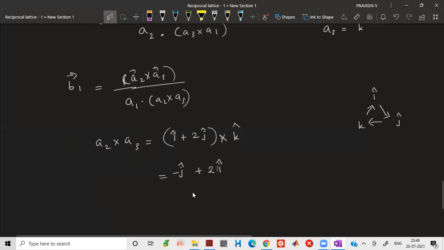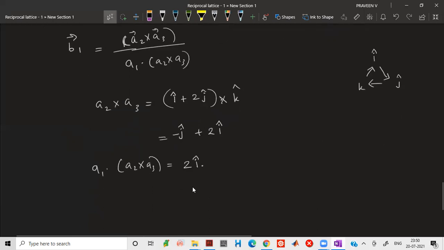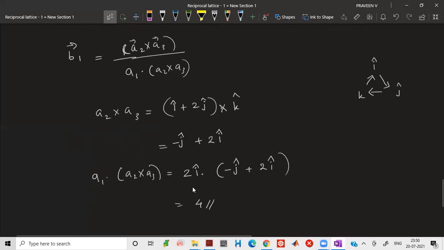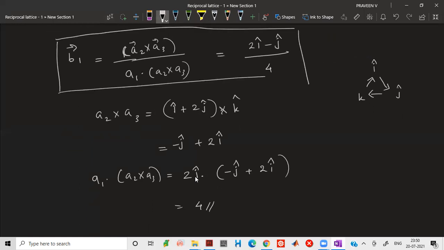Then for the denominator, we have to find a1 dot a2 cross a3. What is a1? a1 is 2i, dotted with minus j plus 2i. i dot j is 0, so that will be 0, and 2i dot 2i is 4. So the value of b1 will be a2 cross a3, that is 2i minus j, divided by a1 dot a2 cross a3, that is 4. This is the value of the b1 vector.